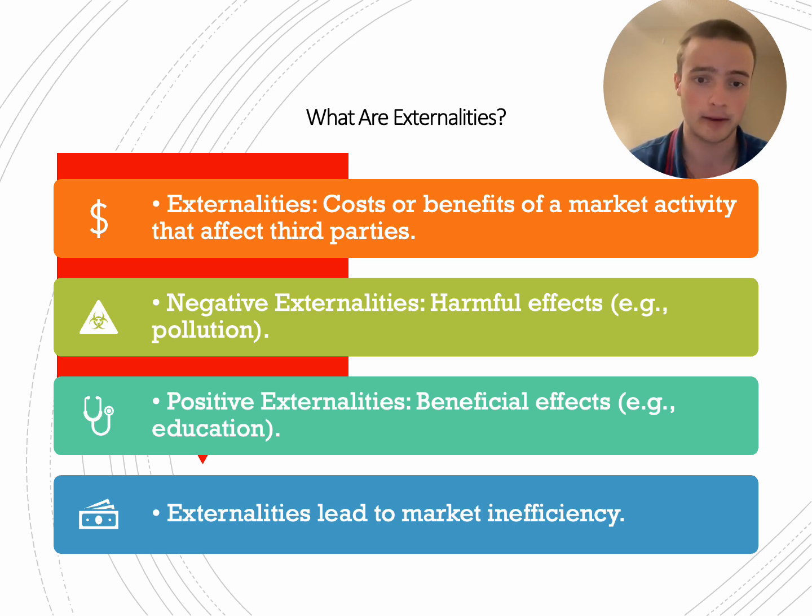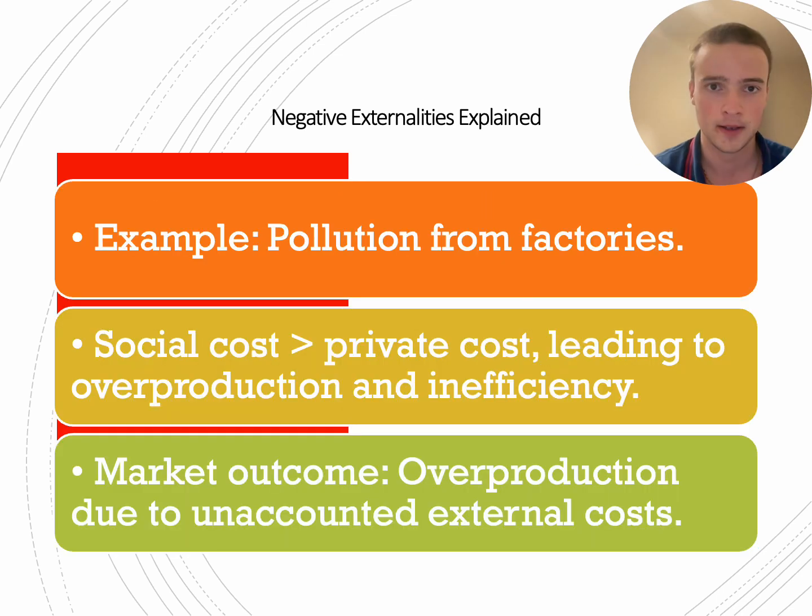Positive externalities are beneficial effects like education. And then the main thing to take away is externalities lead to market inefficiency. So an example is pollution from factories. So social cost is greater than private cost, leading to overproduction and inefficiency. So then the market outcome is overproduction due to unaccounted external cost.